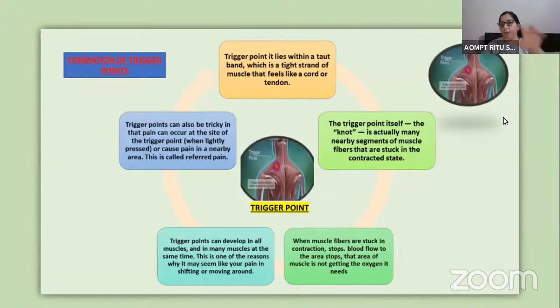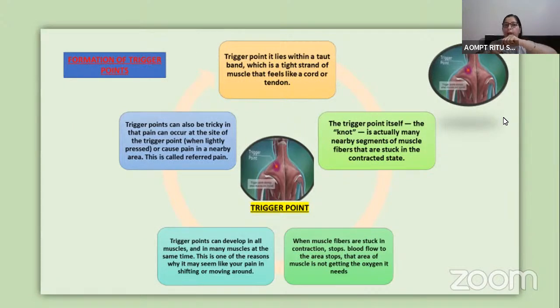And this is the formation of how trigger points are the cause of my patient's pain when there is a component of nociception, the myofascial component. The trigger point lies within the taut band, which is a tight band of muscle, where the muscles are in a twitch response. So in that taut band there is the trigger point itself, the knot. Many nearby segments of the muscle fiber are stuck in the contracted state, and that is the taut band. When muscle fibers are stuck in contraction, they stop the blood flow to the area, so that muscle is not getting proper oxygen. These trigger points develop on those muscles and all around in other muscles also, like the active trigger point versus the latent trigger point.